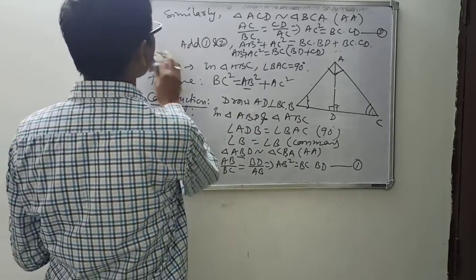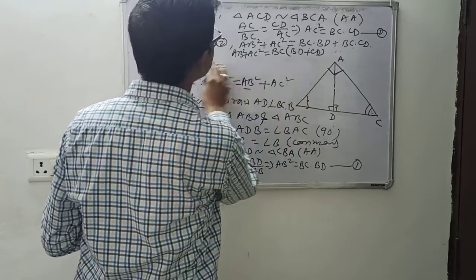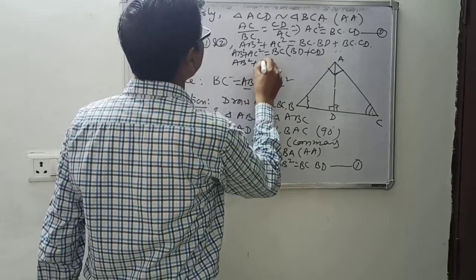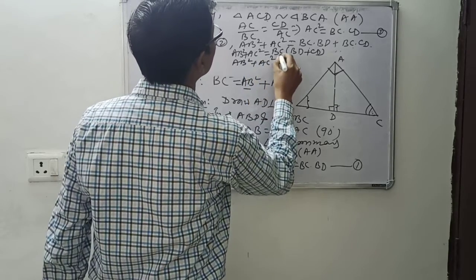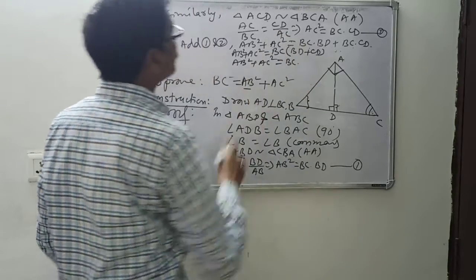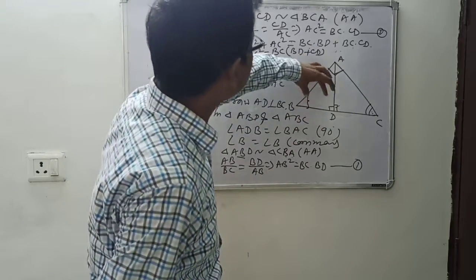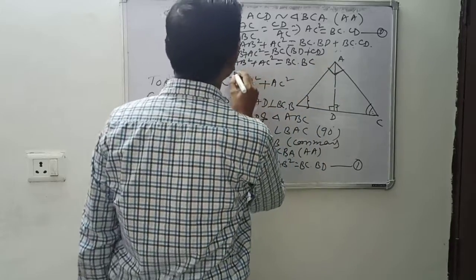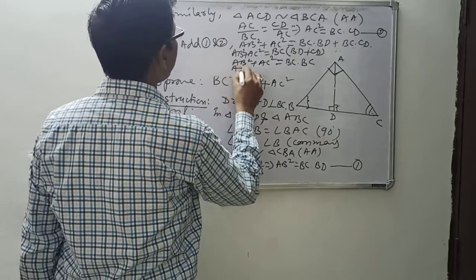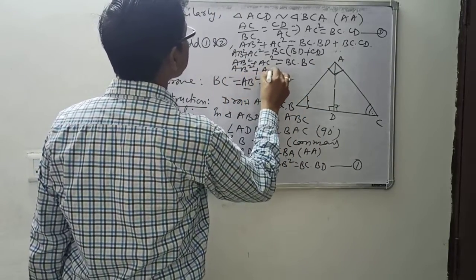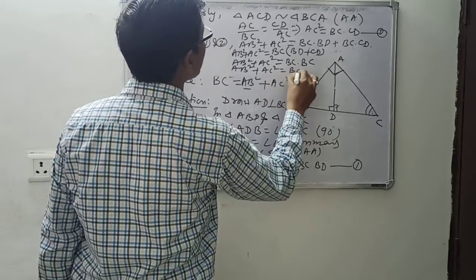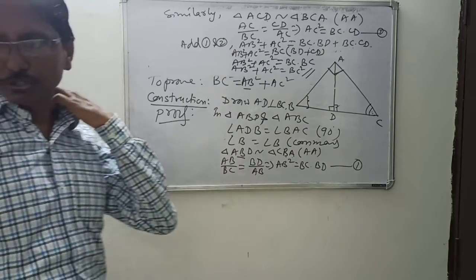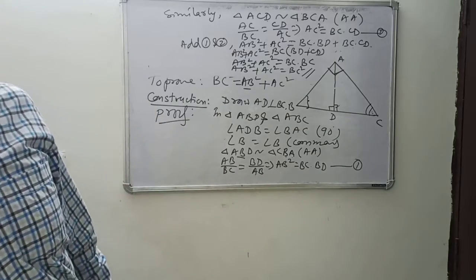AB square plus AC square equal to BC into BD plus CD. BD plus CD means again BC. So it is proved that AB square plus AC square is equal to BC square. Hence that is proved. So this Pythagoras theorem is proved.